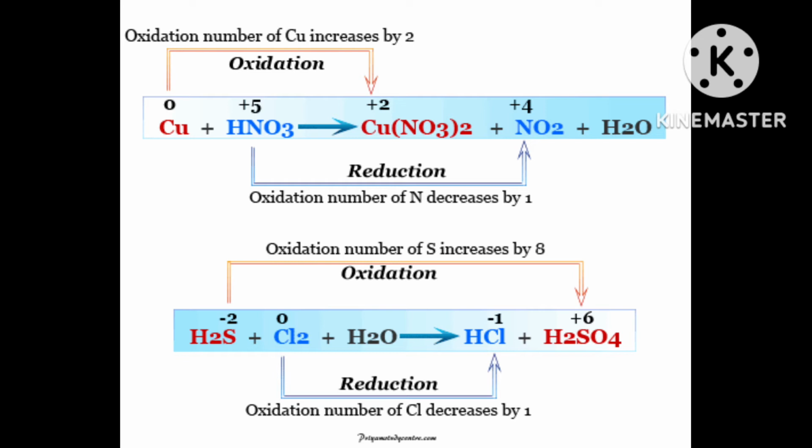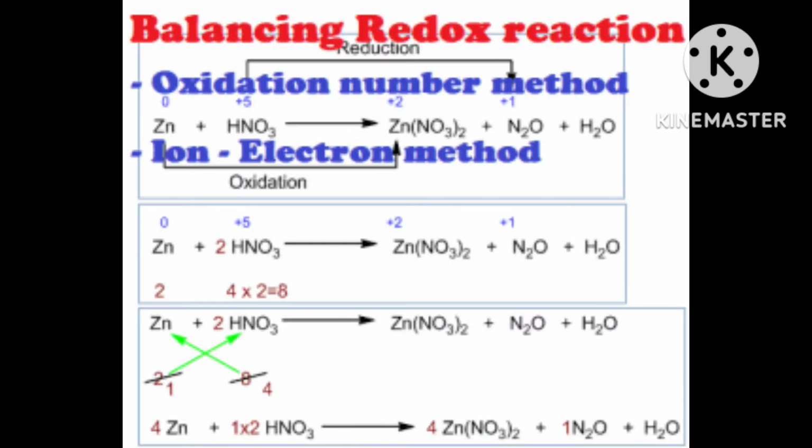Why 8? Because the charge is not balanced. Which charge? The negative charge is not balanced. How much negative charge is there? You can see the positive charge we have counted, but the negative will not balance. Then see here.